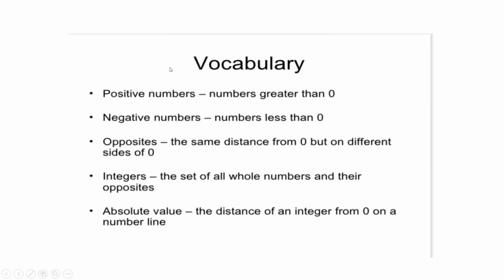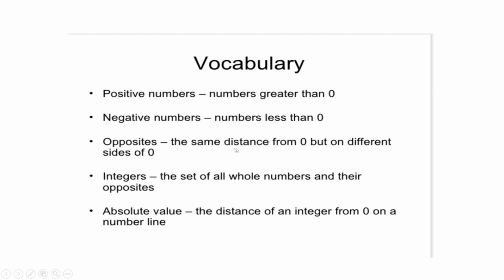Vocabulary that we used in the integers chapter. Positive numbers. Numbers which are greater than 0 are called positive numbers. Negative numbers. Numbers which are less than 0 are called negative numbers. Opposites. The same distance from 0 but on different sides of 0.